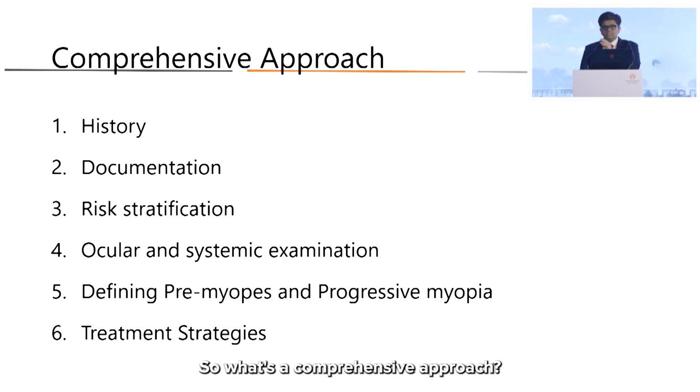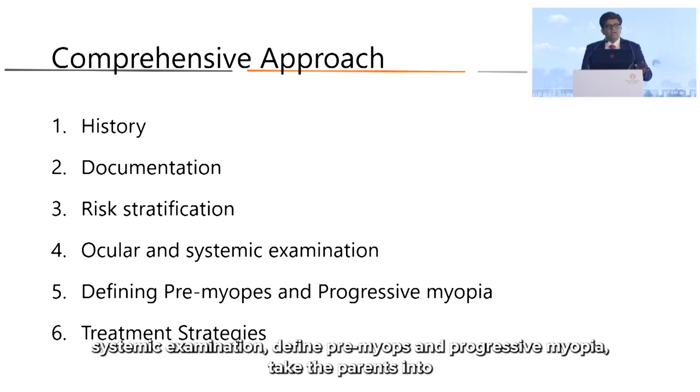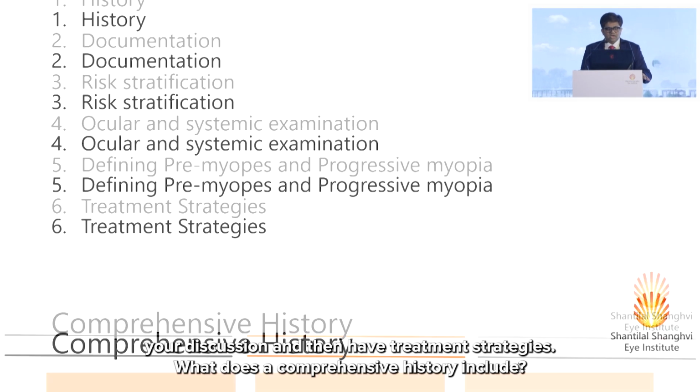So what's a comprehensive approach? A very, very detailed history, good documentation, stratify the risks, very thorough ocular and systemic examination, define pre-myopia and progressive myopia, take the parents into your discussion, and then have treatment strategies.